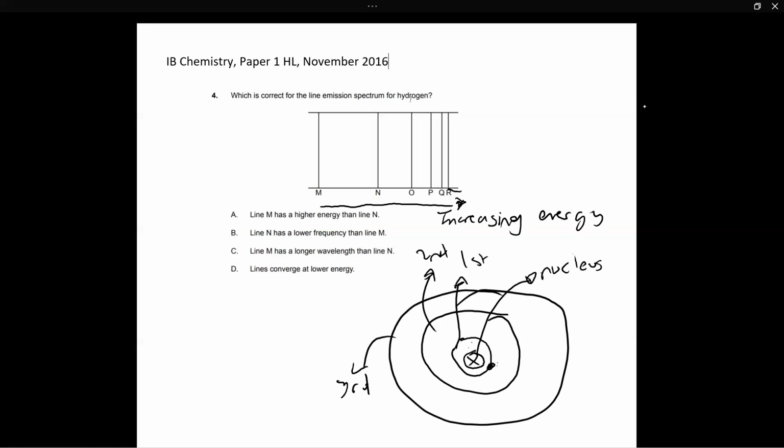That would mean that line R has a higher energy than line M. And we talk about energy in terms of wavelength. So this is a wave. Energy is given out in the form of a wave. And waves which have higher energy tend to be more squished, you could think. That means the wavelength is shorter. So waves with higher energy tend to look something like this.